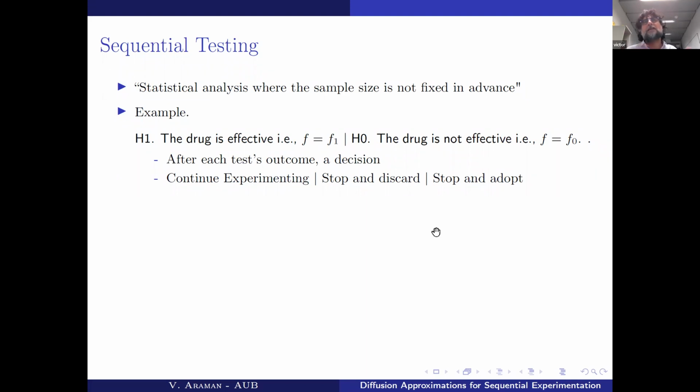So really, there are three decisions. At the result of every outcome of an experiment or a test, either you continue experimenting or you stop. And in this case, you either discard, basically you pick the null hypothesis, or you adopt, and that is picking the hypothesis you're testing. The example that I picked is in hypothesis testing, but sequential testing is broader than this.